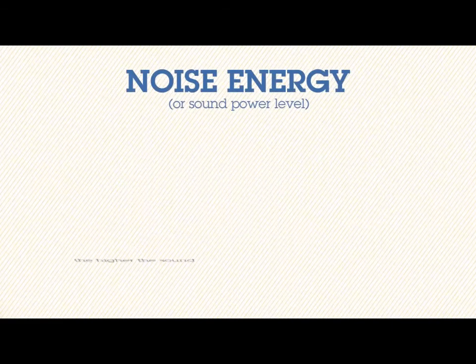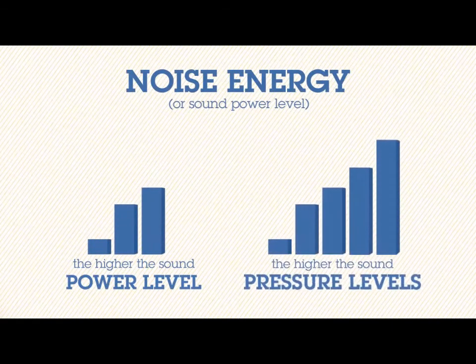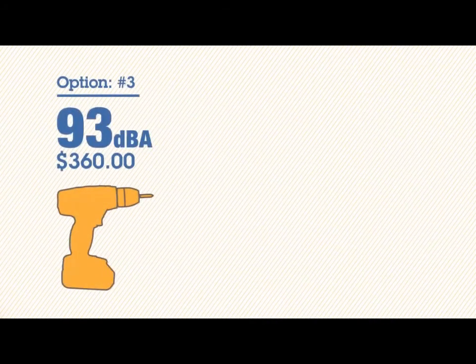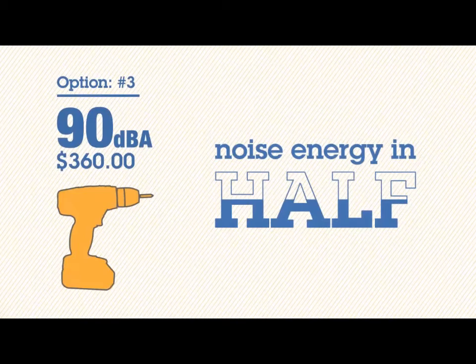The higher the sound power level of a noise source, the higher the sound pressure levels will be in the work area. Did you know that buying a tool rated just 3 decibels lower than your current tool cuts the noise energy reaching your ears in half? In many cases, the initial purchase can even be less expensive. A little really does go a long way. And that's just our drill. Imagine if all tools were quieter.